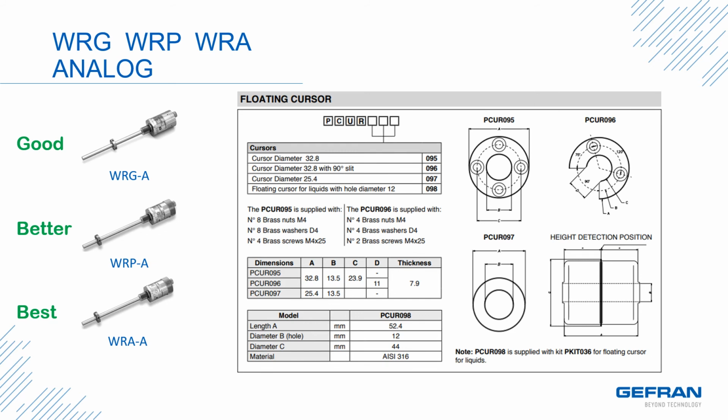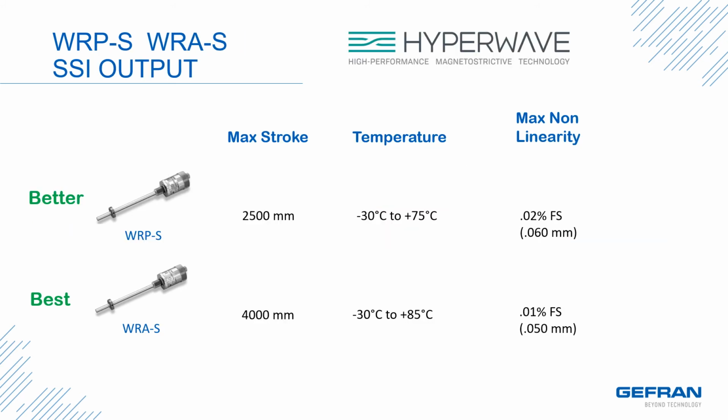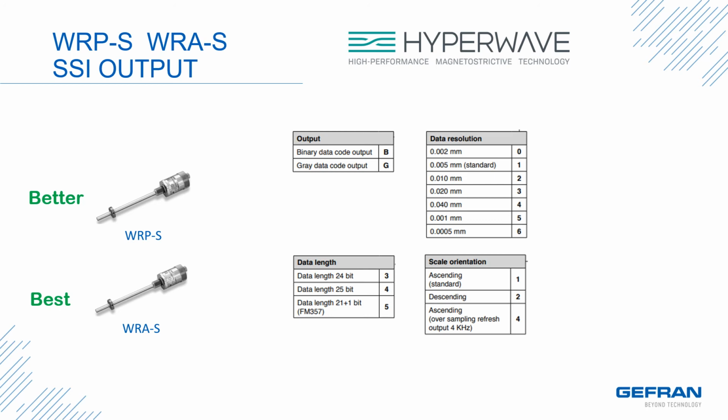They come with donut-shaped magnetic cursors in 3 different diameters and a floating cursor that can be used to measure liquid level. The WRP-S and WRA-S are rod-shaped transducers that utilize Gefran Hyperwave technology. They have the same specifications as their analog counterparts, except they have SSI output. These are the configuration options for the SSI output.